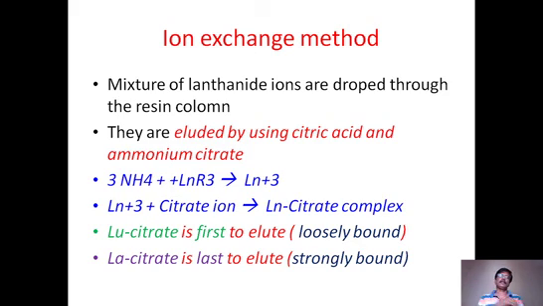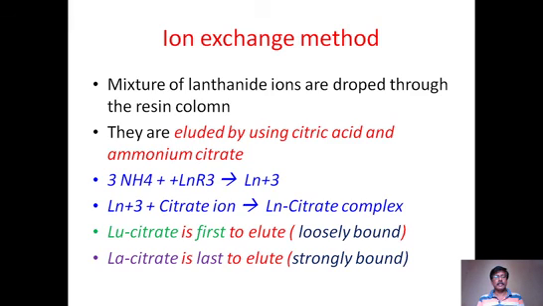After passing through this citric acid and ammonium citrate, the lanthanides pass into citrates. That is, they form a complex with citrate. They are detached from the resin and form a citrate. If the ion is strongly bound, the lanthanide will detach slowly, and thus the loosely bound ion detaches first. Whichever is loosely bound will come first and combine with the ammonium citrate ion, and it gives a lanthanide citrate complex.